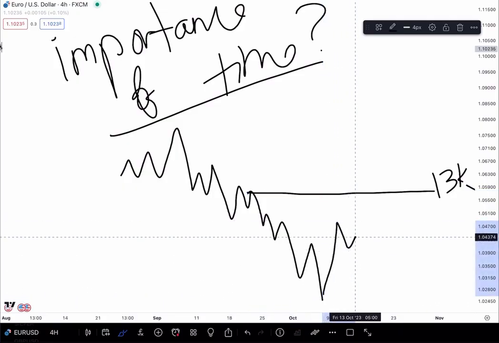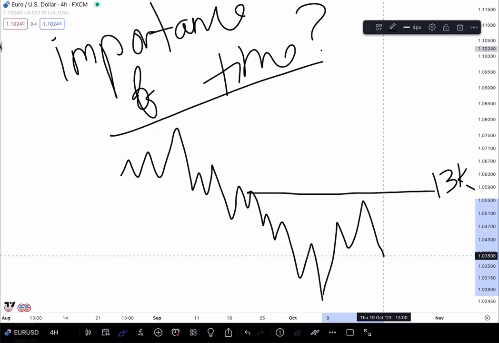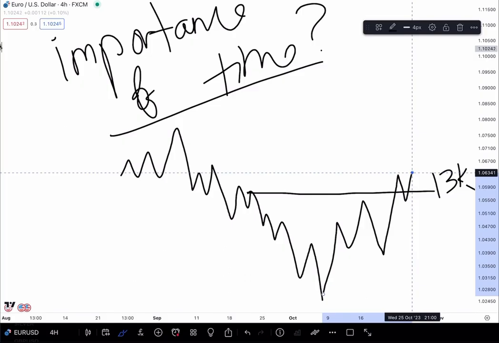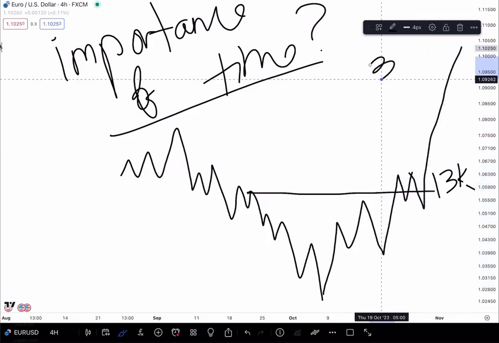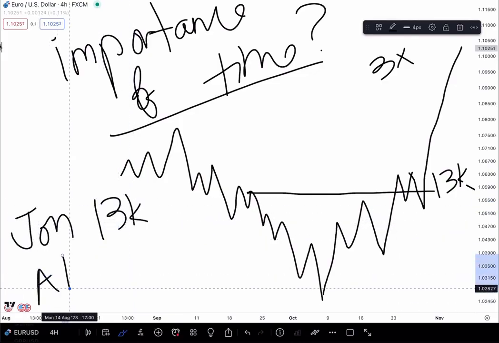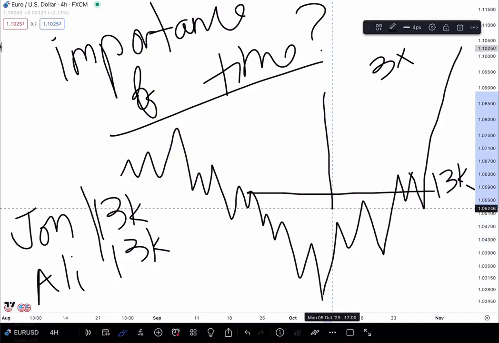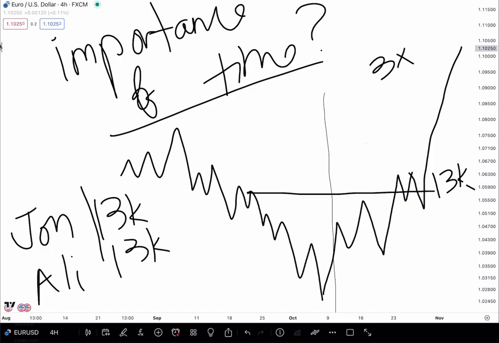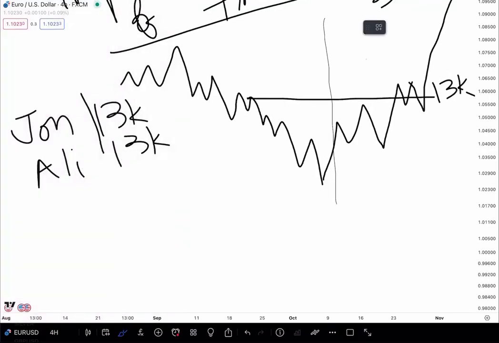Ali bought Bitcoin at the price of 13,000. And Ali made an instant gain of 3x. They both bought at the same price. The only difference was the time of the purchase, right? Now, if that went over your head, then rewatch it again and realize the importance of that. They both bought at the same price level. The only difference was time, the time of purchase. Which is why we say time is more important than price.